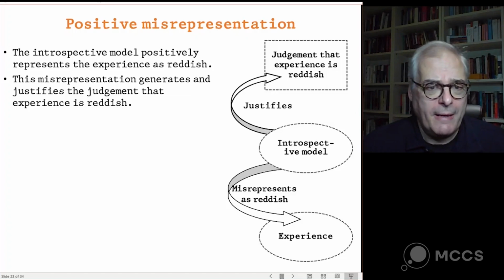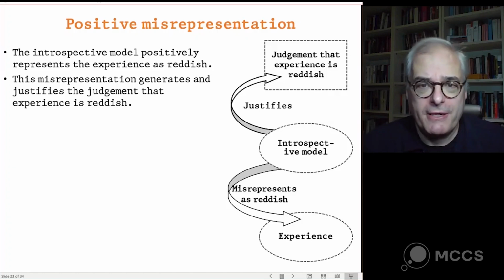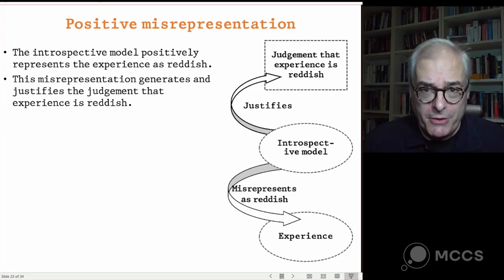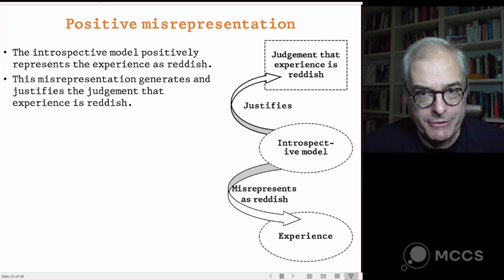And then this misrepresentation generates the personal-level judgment that the experience is reddish. And in this case, of course, that inference isn't a bad one. If the introspective model is positively representing the experience as reddish, then it's reasonable on that basis to form the judgment that the experience is reddish.